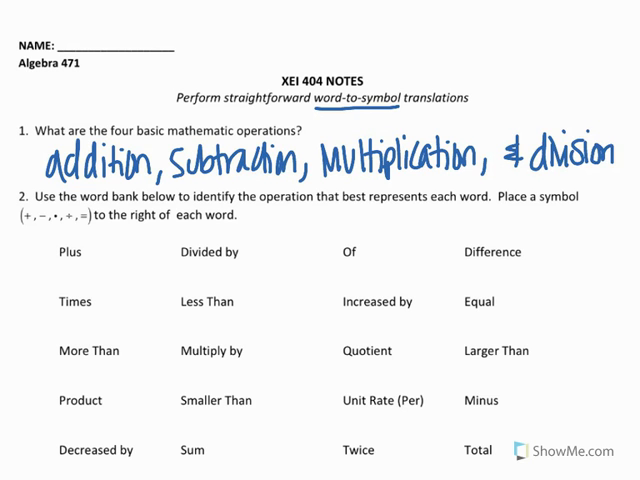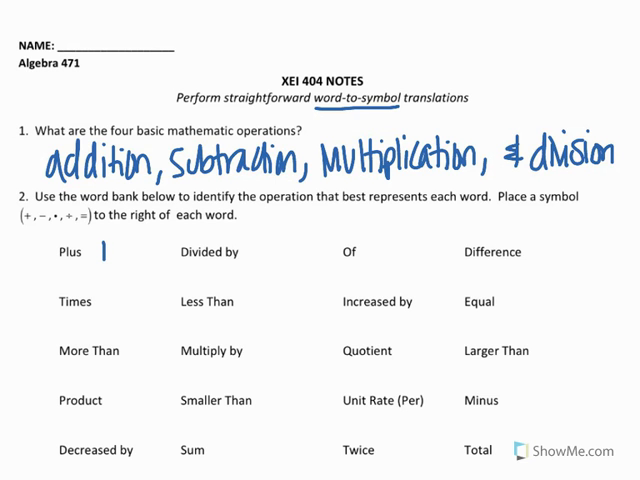Okay, let's take a look at this word bank. We're going to want to figure out what mathematical symbol is associated with each of these words. So I'm going to do the first row with you, and then I want you to try the rest on your own, and we're going to go over these in class the following time we meet. So let's take a look.